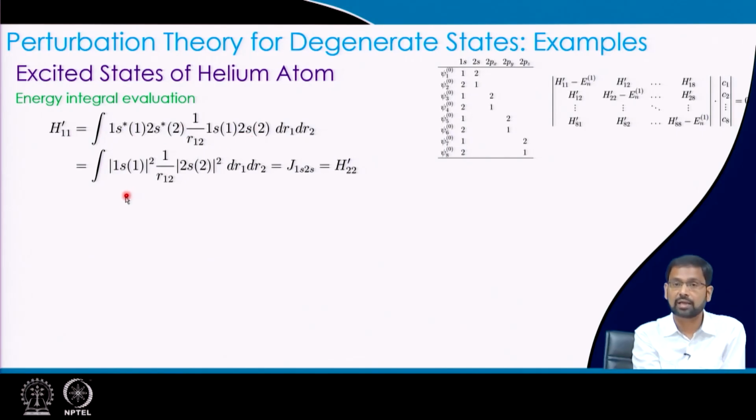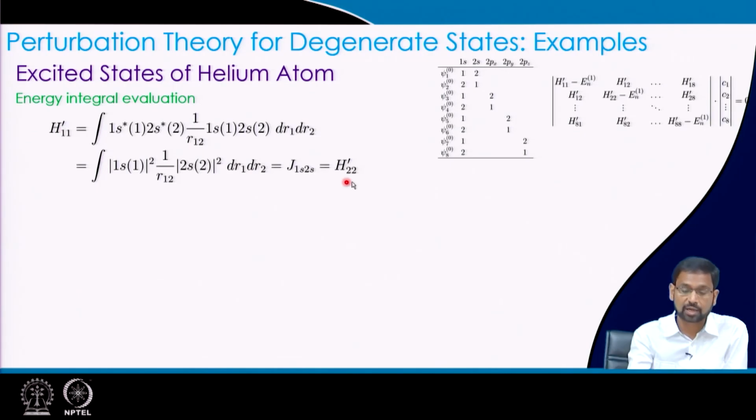Now you can immediately identify these expressions, because you have already seen them in valence bond theory and molecular orbital theory. So I can rewrite this 1s star 1, 1s1 separately. That's the electron density corresponding to electron 1 in the 1s orbital. The second term is the electron density corresponding to electron number 2, which is in the 2s orbital, and this 1 over r12 operator makes it a Coulomb integral, the Coulomb interaction between electron 1 and electron 2. So this is my Coulomb integral.